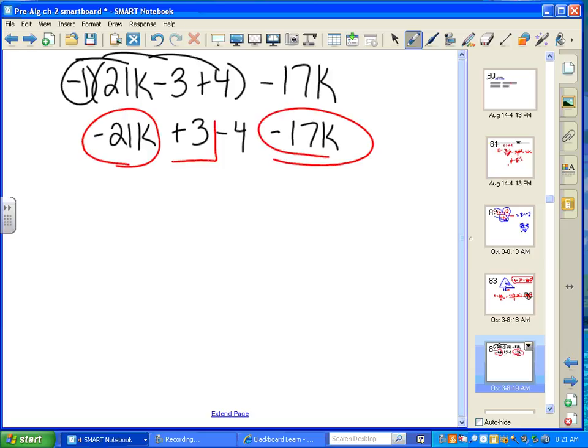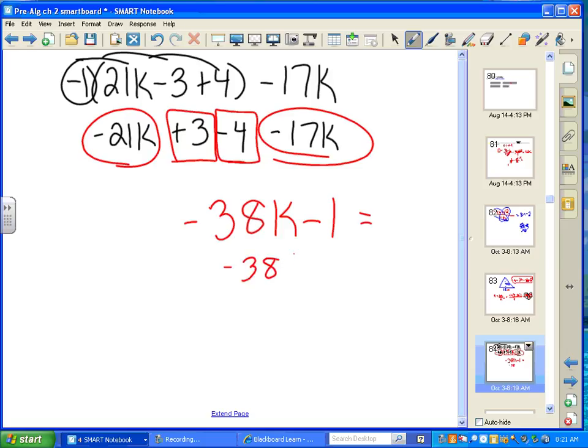If you guys put 1 in for k, what does that expression become? Briar? Negative 38 minus 1. Just tell me what the answer is. Negative 38 minus 1. You're adding the opposite. Good. Okay, so we get negative 39.